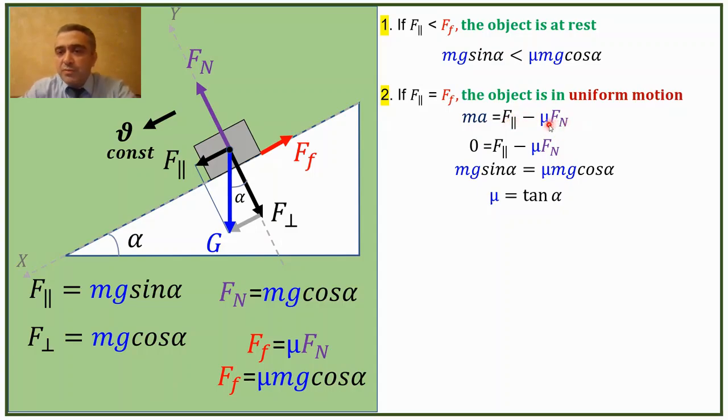So for the friction force we know that it equals mu multiplied by Fn. From here we can see that acceleration is zero because the velocity is constant. And from this equation, we have found that mu equals tan alpha. It means that according to the angle, we can find the coefficient of friction for this situation.